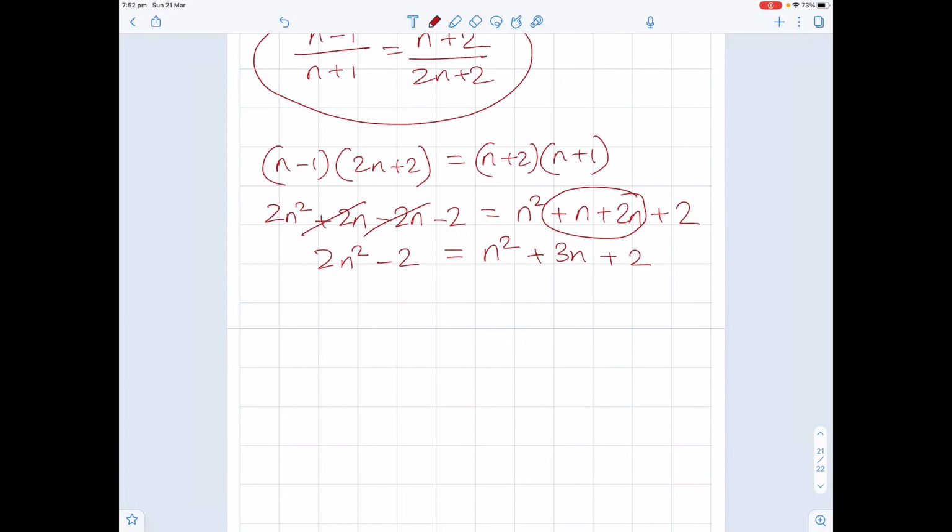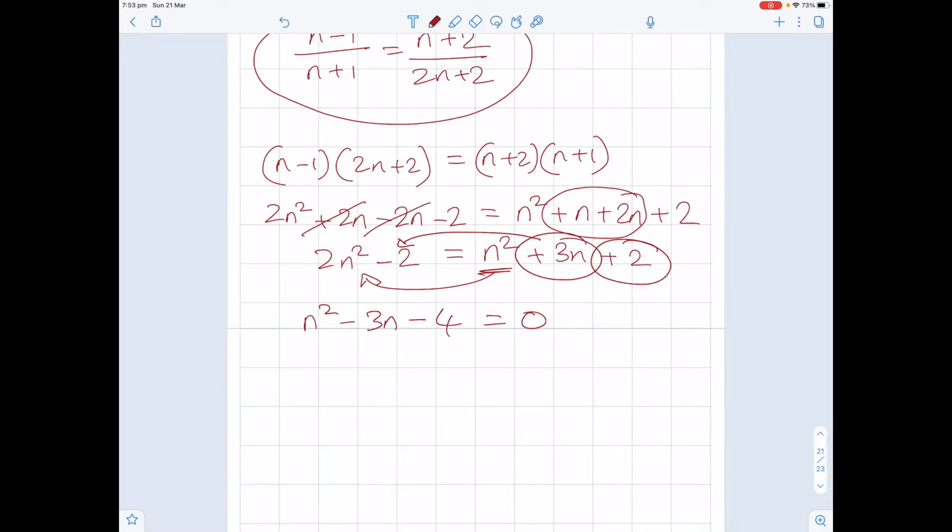We'll now take everything over to one side. So we'll take this over to that side, giving us 2n squared minus n squared, which is just n squared. We'll take the plus 3n over to this side. It's got nothing to work with here, so it will just become a minus 3n. And we'll take the plus 2 over to this side, and we've already got a negative 2 there, so it'll be minus 2 minus another 2, which will be minus 4. And because we've taken everything over to the other side, we just get left with 0 on this side.